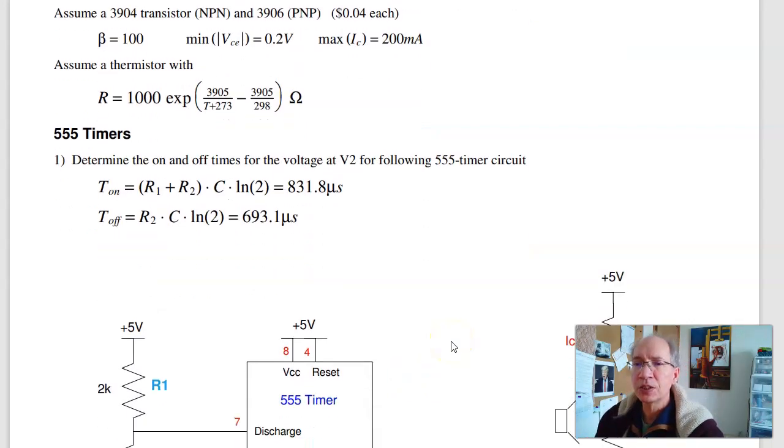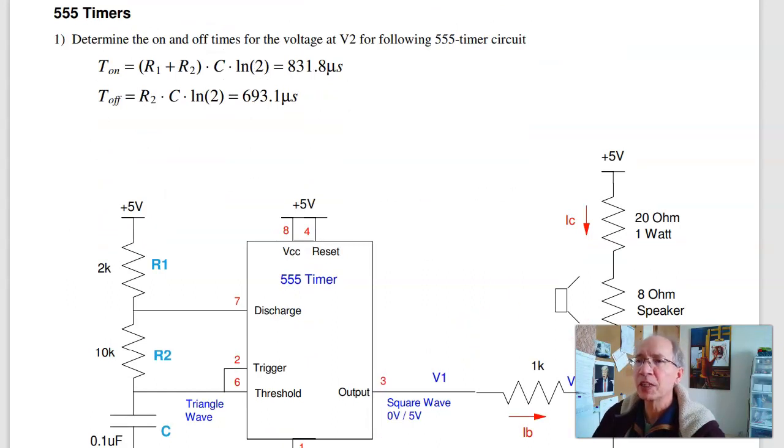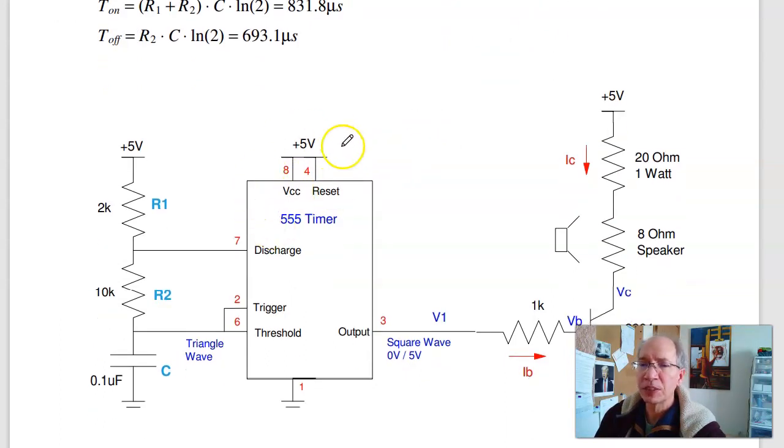So to start out with, let's build a 555 timer. The purpose of this is to output a square wave that I'm going to then use to drive a speaker. So the output of the timer, well, here's the basic circuit. And what happens is I charge the capacitor through R1 and R2. I discharge through R2. So the voltage at the capacitor should be doing this.